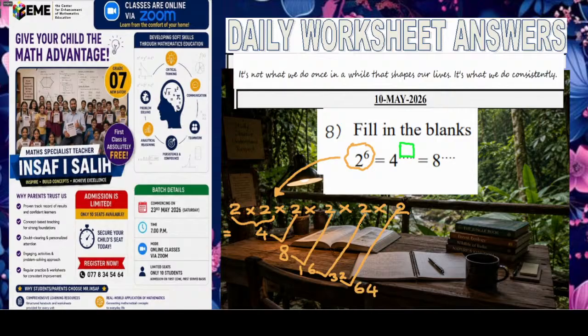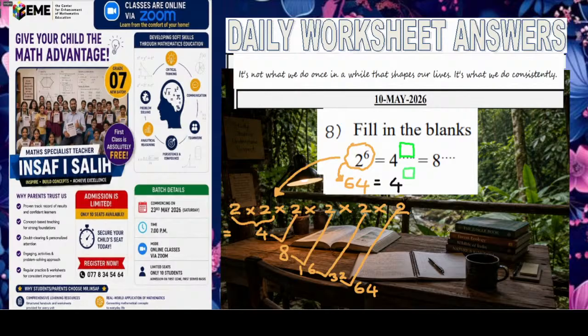That is 32. Then 32 times 2 is 64. So what is 2 to the power 6? It is 64. So in the place of 2 to the power 6, I can write 64. So 64 is equal to 4 to the power what? How do we find how to write 64 using 4 as the base?